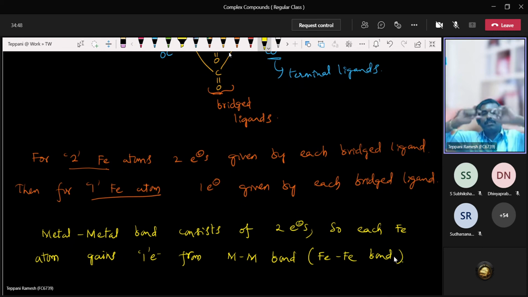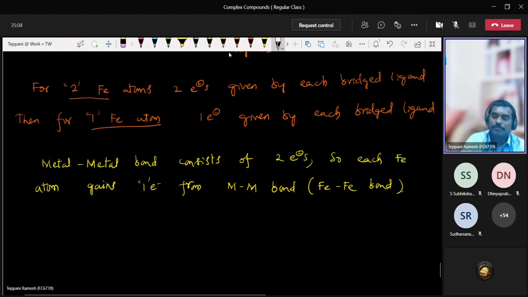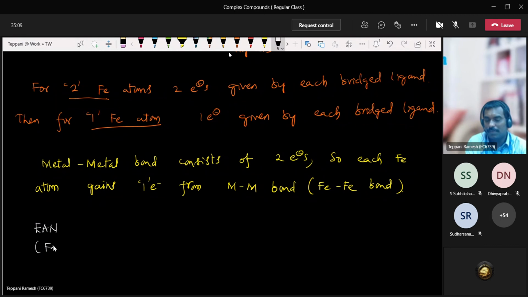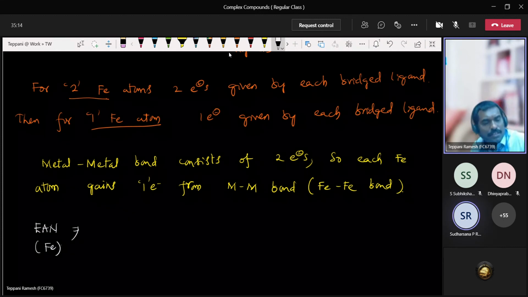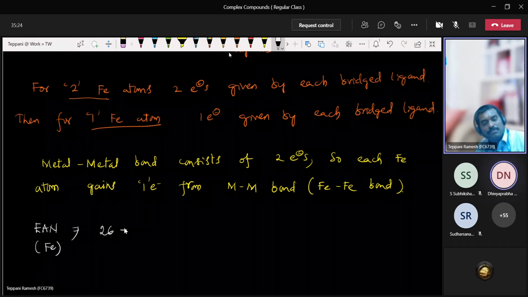One metal bond means 2 electrons. 2 electrons for 2 members. Then for 1 member, how many electrons? Two electrons for 2. How many electrons for 1? 1, sir. Then the EAN value: iron, Z value 26. Oxidation state? Plus 3?